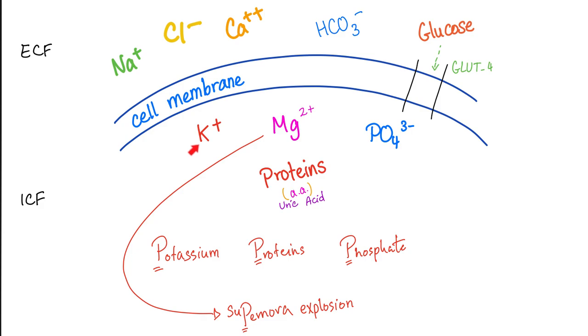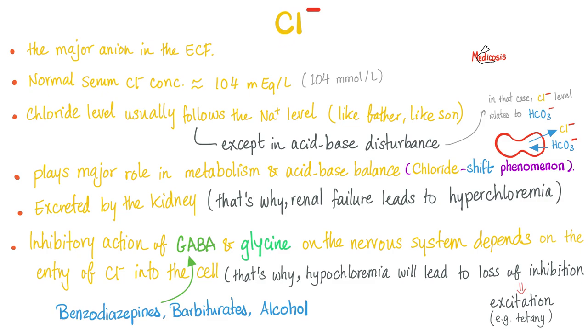You should say thank you to your sodium-potassium pump, which pumps sodium to the outside and potassium to the inside. And then chloride is gonna follow sodium to the outside. Chloride, not chlorine, is the major anion in the extracellular fluid. Normal serum chloride is around 104 milliequivalent per liter or millimoles per liter.